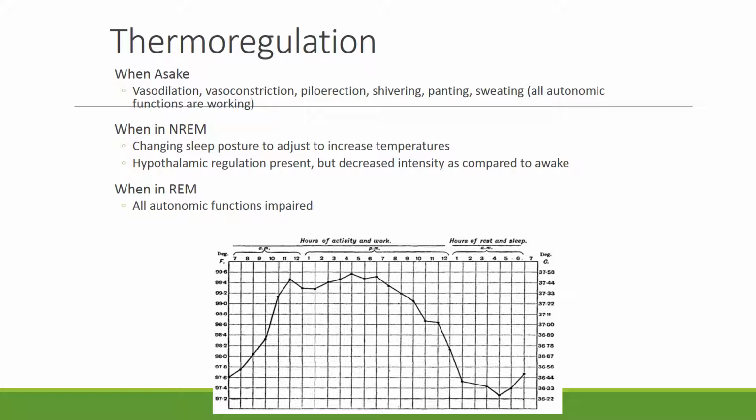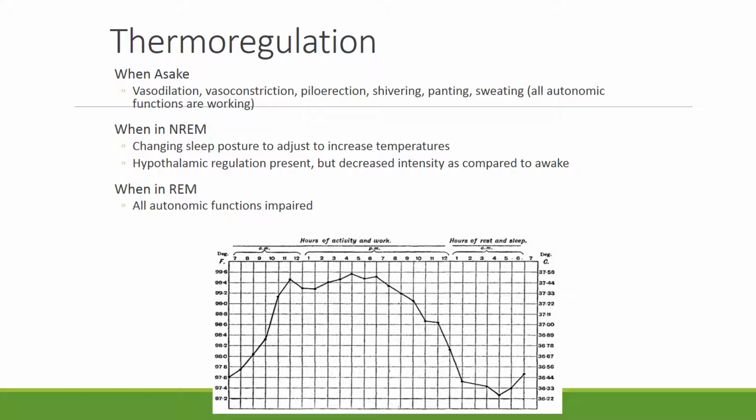Another example of our autonomic function is called piloerection. These are when the hairs on your arms stand up and make goosebumps. That's autonomic function. Another one would be shivering to warm up, or panting to cool off, and sweating to cool off. Those are all examples, and those are all working and functioning when we're awake.